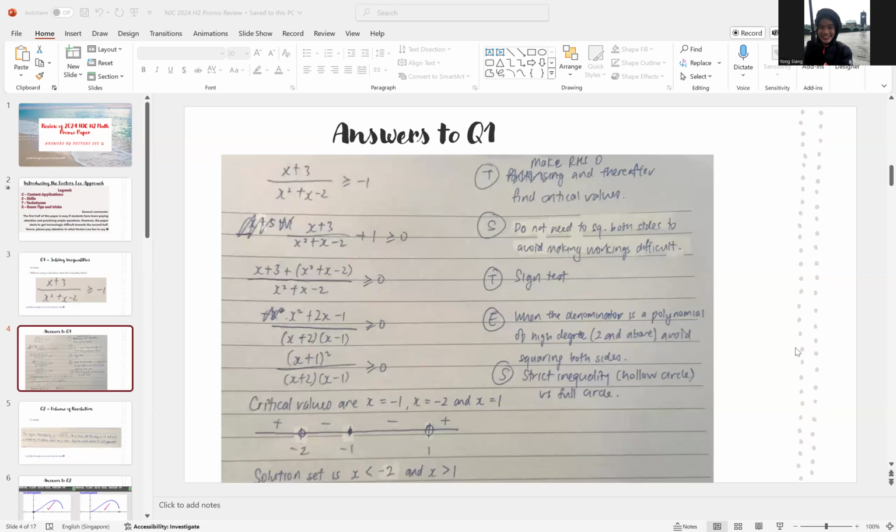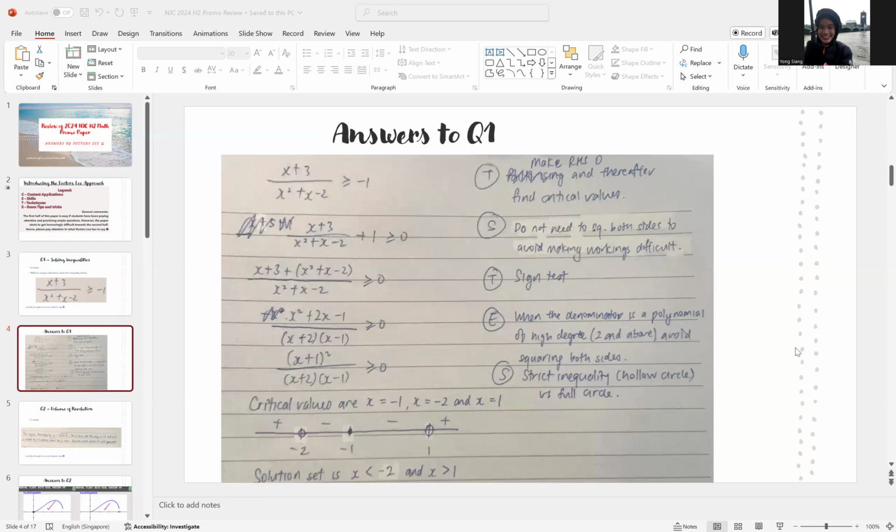And then when you do your sign test, it is going to very accurately determine the solution set that you need. Solving inequalities is one of the easiest topics in JC H2 math, so please do not make these kinds of mistakes. If you are making these kinds of mistakes now, please go and practice until you are very proficient in your procedural fluency.